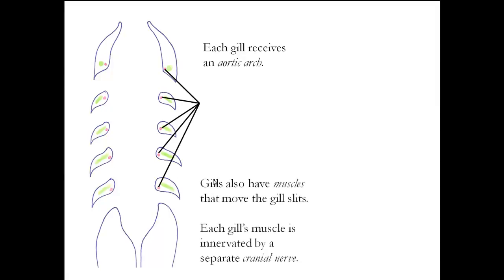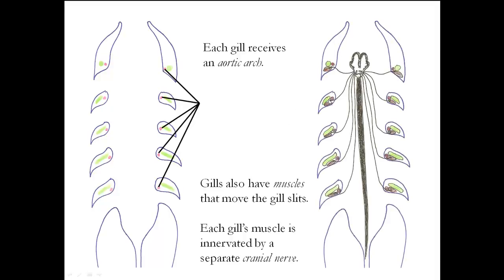And gills also have muscles, and if you've got muscle, you need to have a nerve. So each gill contains cartilage, vessels, the aortic arch, and muscles, and each one of these muscles receives a specific cranial nerve from the central nervous system. So here we've got a slightly idealized brain and cerebellum right there, and paired cranial nerves coming out, one cranial nerve per set of arches. So that's how fish are set up.